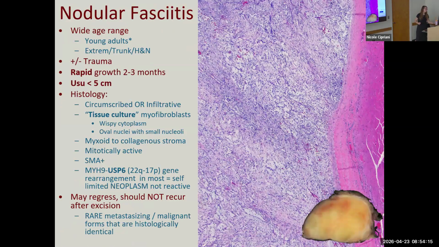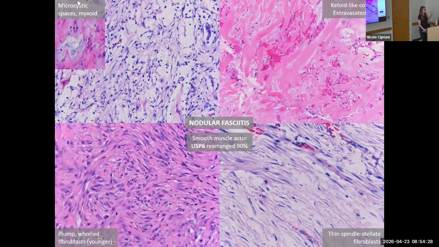We go. Nodular fasciitis. Sometimes there's trauma. Usually there's rapid growth. Usually it's smaller than 5 centimeters. It can be circumscribed or infiltrative. It tends to have these 4 areas. You get this young cellular plump fibroblasts. You get these spindled sort of stellate fibroblasts. You get keloid-like collagen and extravasated red cells, and you get these microcystic myxoid stromal changes.